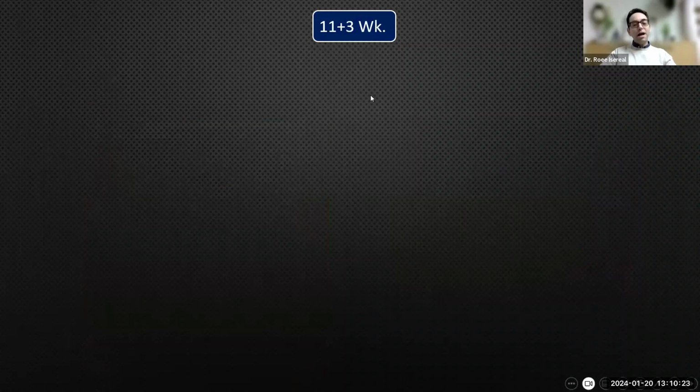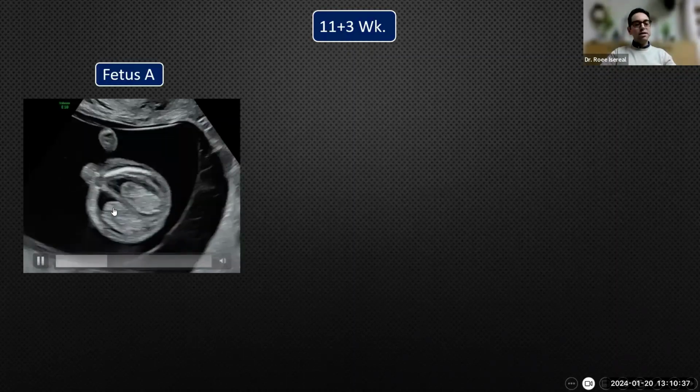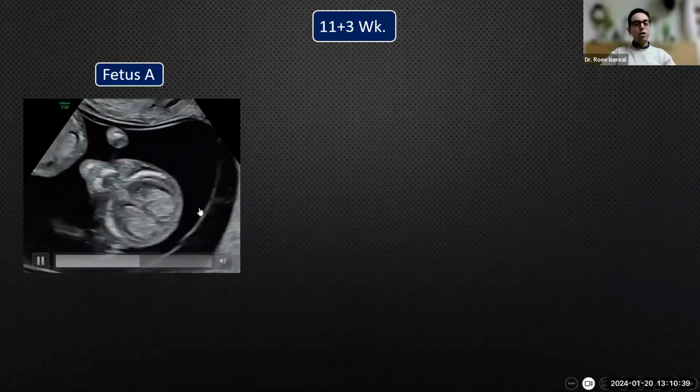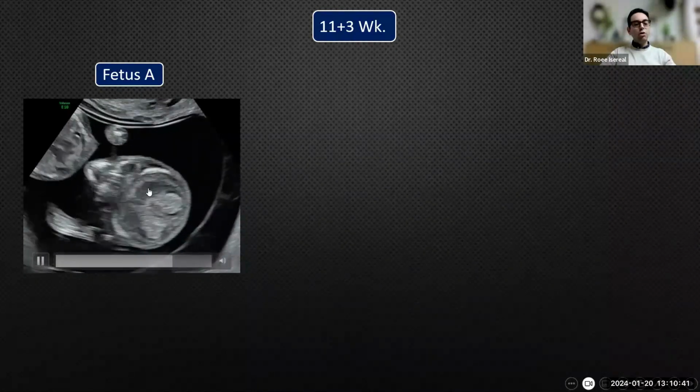And I told her, come now because there's a good chance that if one of them is affected and has the disease, we might be able to pick up the malformation already at 11 weeks. And let me show you the neurosonography. This is fetus A. We perform a transvaginal exam, and you can see here the ganglionic eminences and the choroid plexus in a completely normal brain.